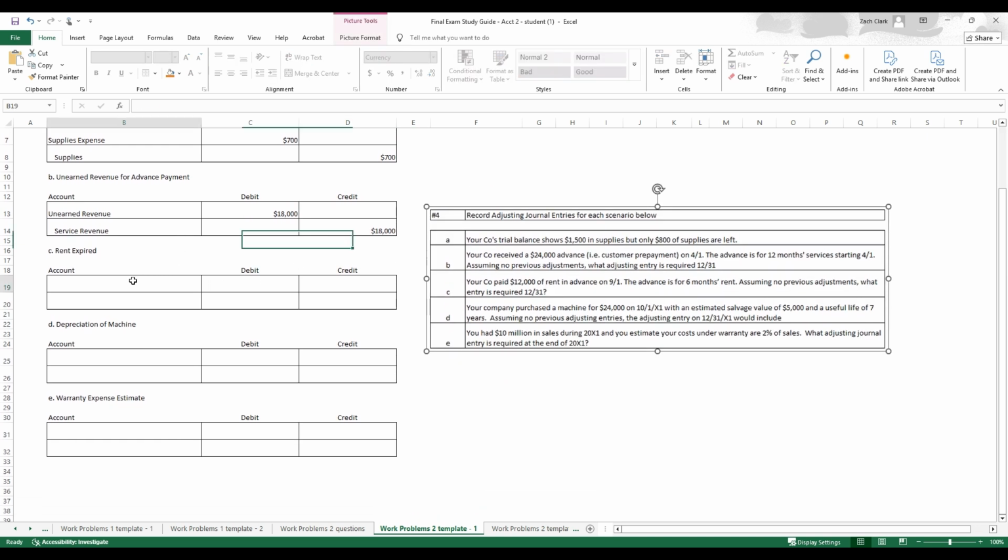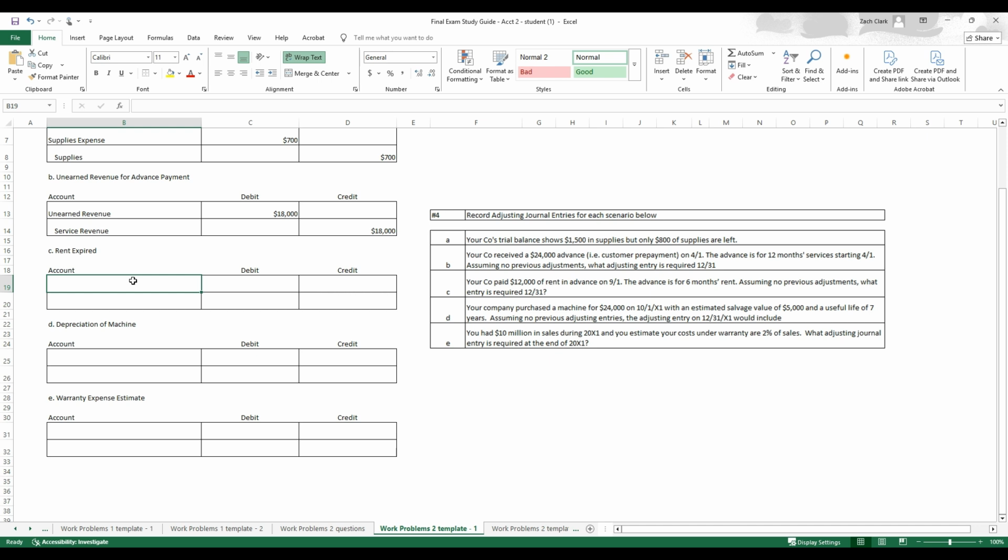Okay, so rent expiring is very similar. We paid $12,000 for rent in advance on 9/1, and so now we have to see, okay, on 12/31, how much expense do we need to record for this prepaid rent being used up? So very similar. I can show you in a formula. So this is our whole payment, or total prepayment. It's for 6 months. That means per month then we're incurring $2,000. That represents $2,000 of rent expense per month.